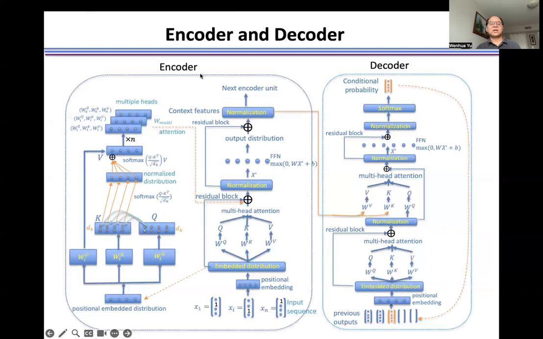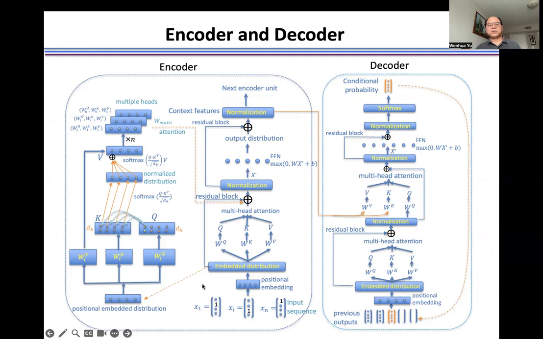Here we give more details about the encoder and the decoder. The first residual block of the encoder uses the input sequence as the input. The rest of the residual blocks of the encoder use the previous output as the input to generate attention distribution.